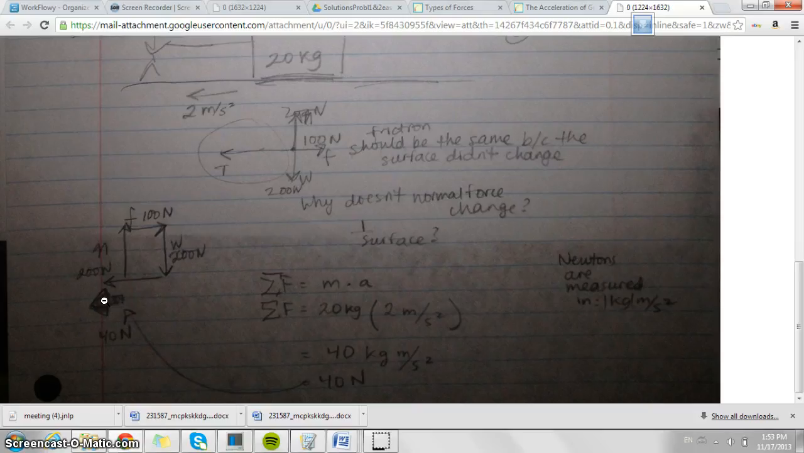And to get that, we have to use one of Newton's laws, the net force equals mass times acceleration. And here we go. The mass of the box, 20 kilograms times acceleration, 2 meters per second squared, equals 40 kilograms times meters over second squared, which is also the units for newtons. And so we just get 40 newtons, and that's our net force, the resultant vector.